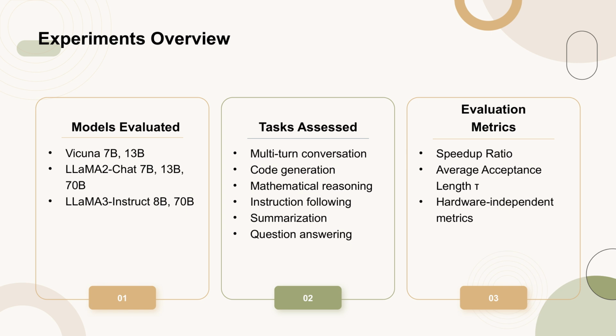In this section, we discuss the models evaluated, the tasks assessed, and the evaluation metrics used. The models evaluated include Vicuna 7B, 13B, Llama 2 Chat 7B, 13B, 70B, and Llama 3 Instruct 8B, 70B. The tasks assessed are multi-turn conversation, code generation, mathematical reasoning, instruction following, summarization, and question answering. The evaluation metrics used are speed-up ratio, average acceptance length τ, and hardware-independent metrics. These metrics are crucial for assessing the acceleration performance of the models without compromising the generation quality.